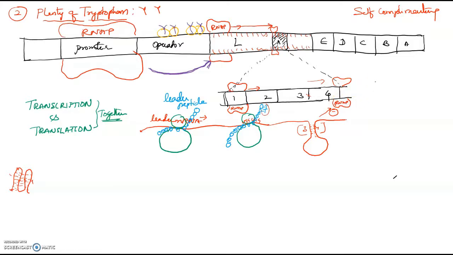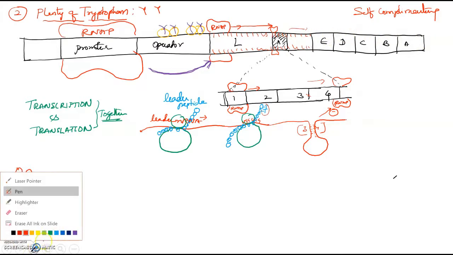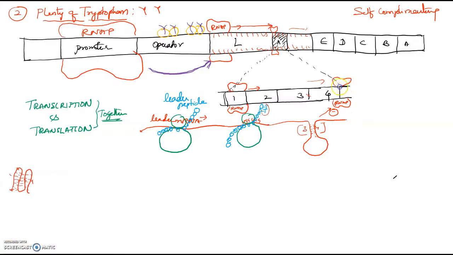What is further than this? Your A, B, C, D, E. So what will happen when RNA polymerase is inhibited because of this 3-4 hairpin bend? It cannot polymerize any further, and this doesn't happen. So when this doesn't happen, tryptophan is not synthesized.